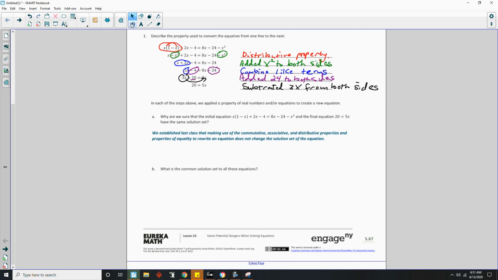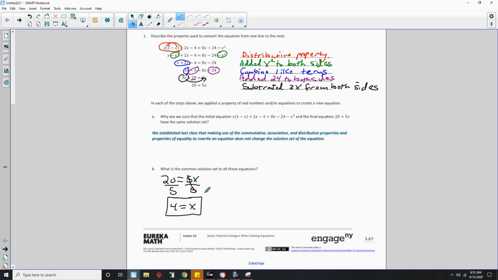Part B says, what is the common solution set to all of these equations? Well, all I need to do is take that last line, 20 equals 5x, and finish the problem by dividing both sides by 5. And that would leave me with x equals 4. So if I plugged in 4 to any one of these lines, it would be a solution.